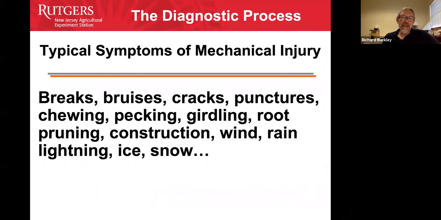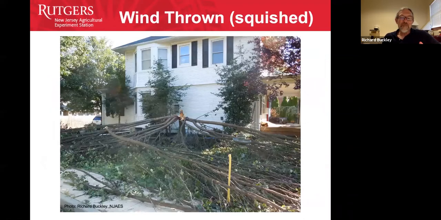Last thing here, mechanical injuries: breaks, bruises, cracks, punctures. I love this picture. That's a pear. It's one of the reasons why you don't want to plant pears. There's a guy, David Coyle, always posting on Twitter about cutting down your pear and we'll give you another tree to replace it, or something that way. This was Hurricane Irene. It literally destroyed the whole plant. Snow, winds, whatever, you'll break.